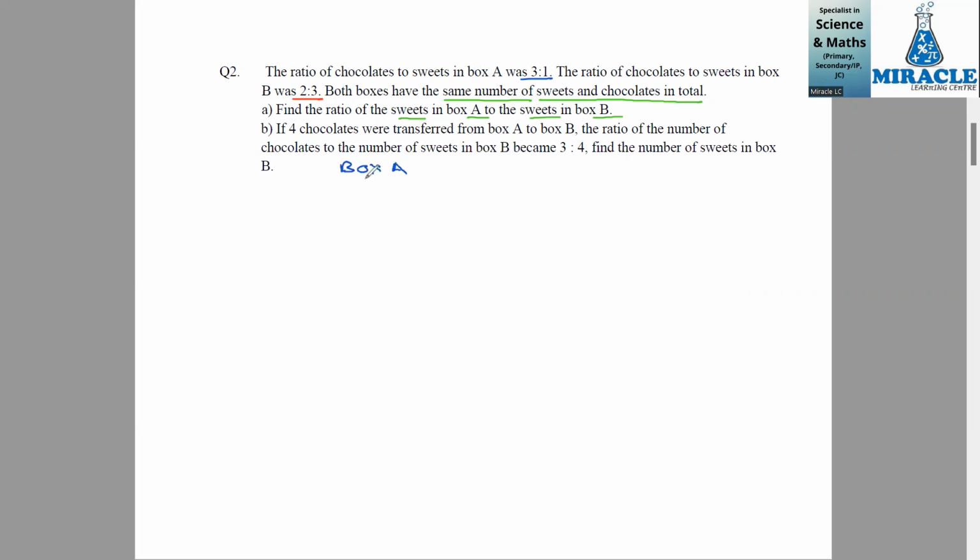For box A, we know that the ratio of chocolates to sweets is 3:1. And for box B, our ratio of chocolates to sweets is 2:3. And the question says that both boxes have the same number of sweets and chocolates in total. So we realize that this is an identical total question. So we will add one more column, which represents the total.